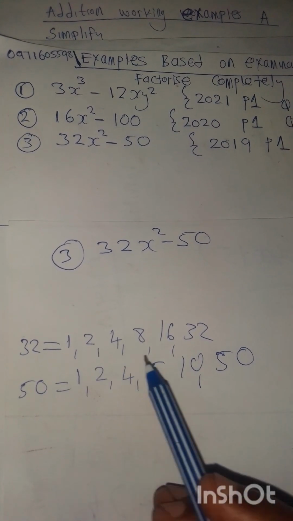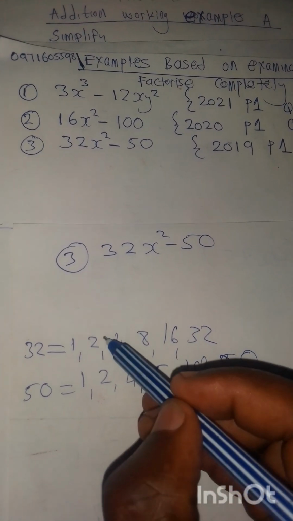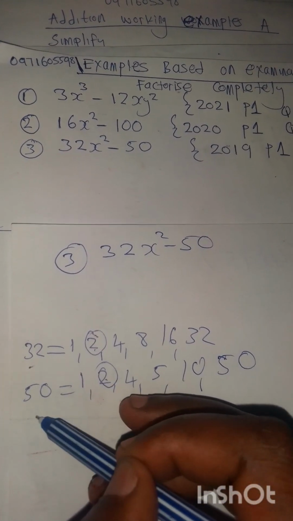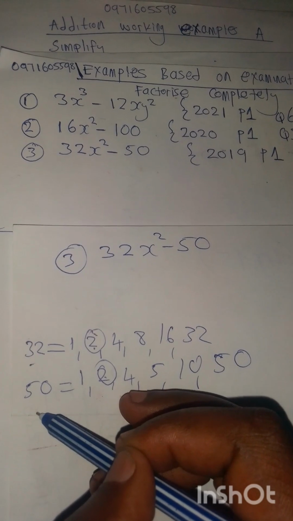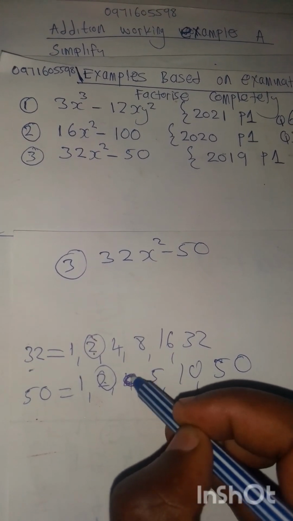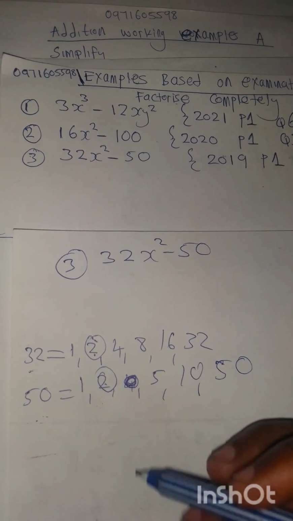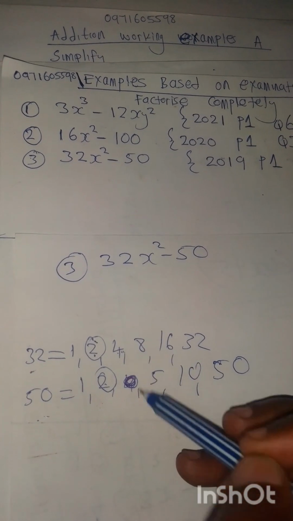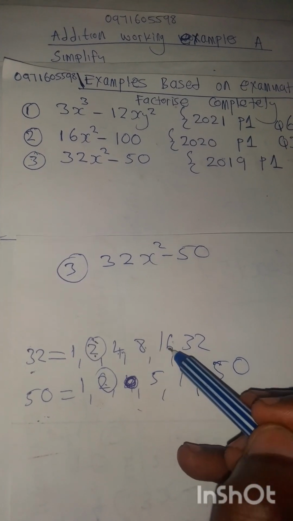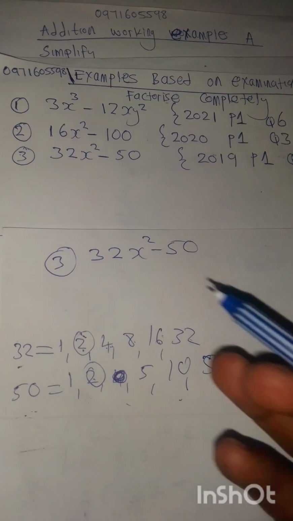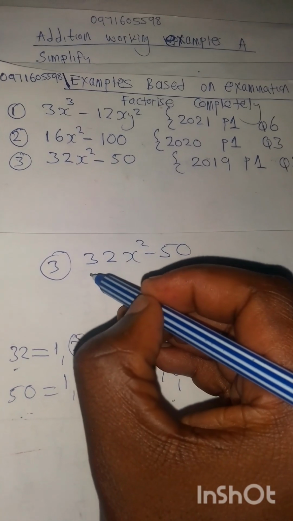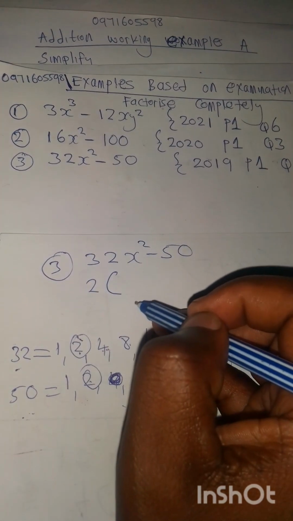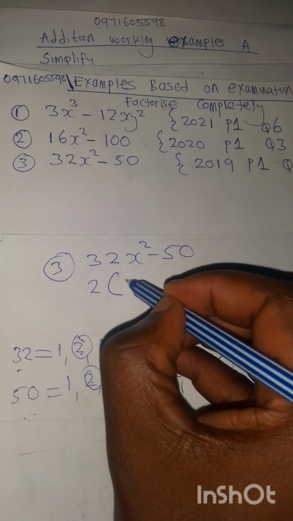Out of this, let us find the highest common factor. So it is 2. Why 2? Because 2 can go into 32 and can go into 50. This 4 cannot go, it will give a remainder, so we omit it. 8 and 16 are not there, so it's 2. Then 2 into 32, that's 16.